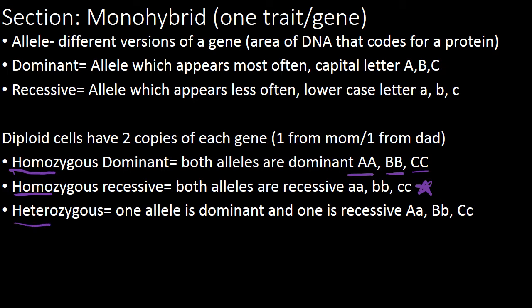And this is what I was just talking about. As long as it has one capital letter, whatever the dominant is will show up. For recessive to show up, I have to have two lowercase. So dominant, as long as there's one, will show up. For me to see recessive, I have to have two lowercase letters together.